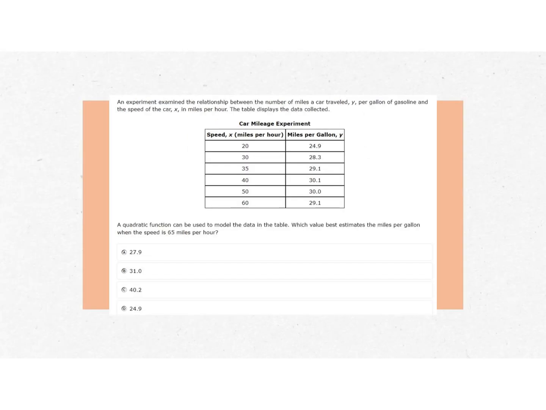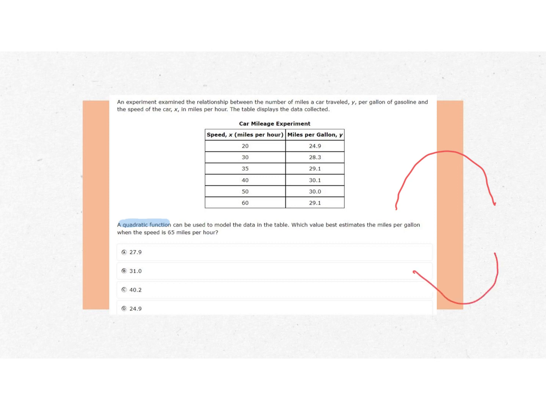So on our next problem, we have an experiment with the relationship between the speed of cars and the miles per gallon. Now, it's very important that we make sure we are always reading our problems, because what I'm noticing here is that it is a quadratic. So remember what quadratic means. It's going to have that parabola. It either goes kind of up and over or down and over.